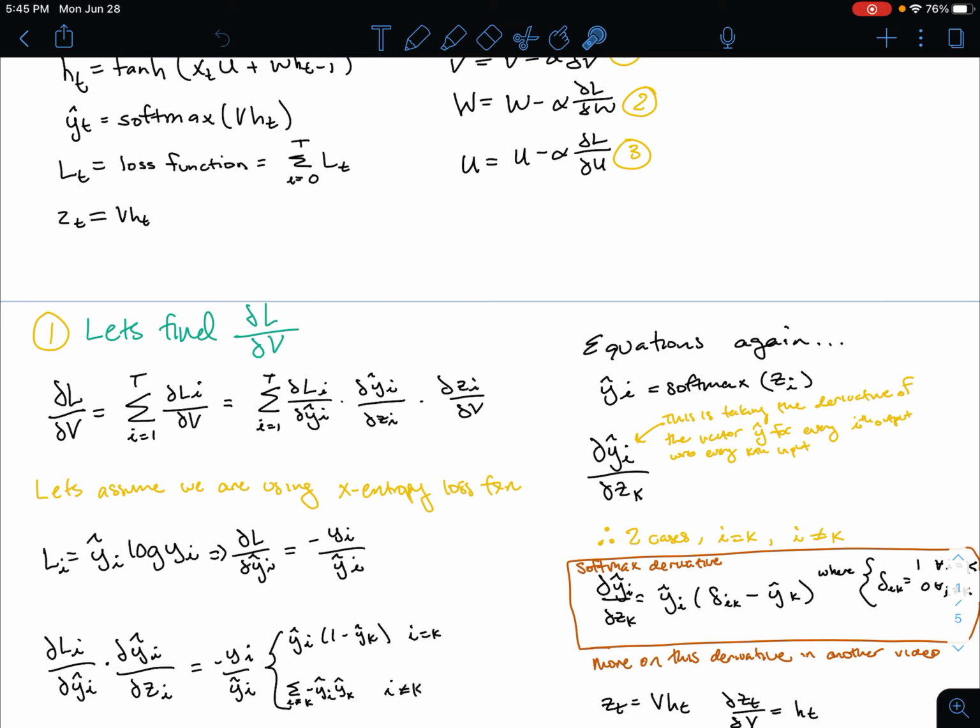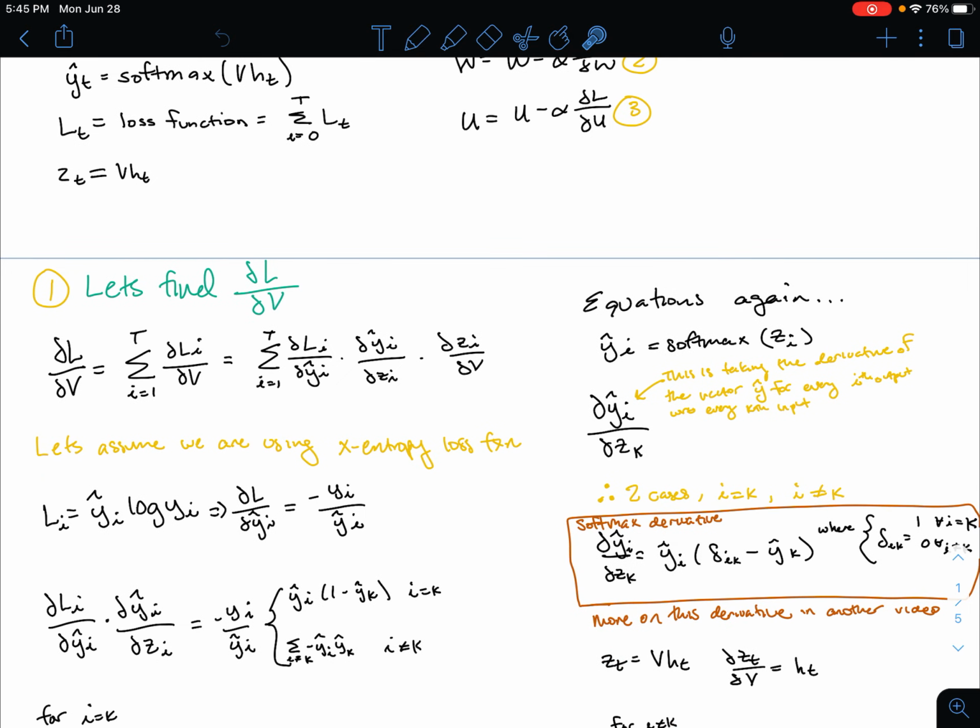So equations already, as if I haven't reminded you enough. We're going to be using this softmax function, and we're also going to be using this z_t function right here. To find ∂L/∂V, obviously we do not have that expression defined explicitly in terms of V. The loss function is defined in terms of the output vector ŷ_i. And so we're going to have to use the chain rule to break this out into multiple derivatives. We're going to have ∂L/∂ŷ_i times ∂ŷ_i/∂z_i, and then ∂z_i/∂V.